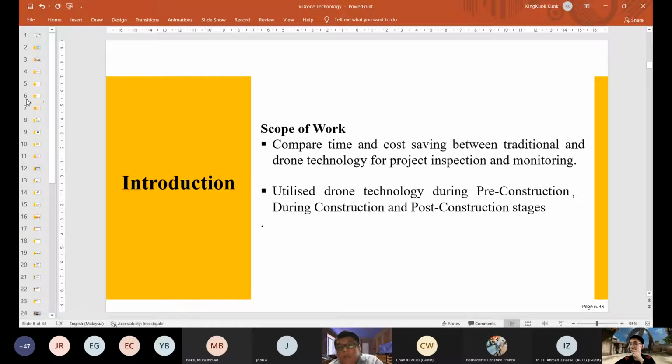Scope of work. There are two main scopes of work that we're going to look into. The first one is we determine how much time and cost we can save using the drone technology compared to physical monitoring. And the second scope of work that we are going to look into is what the drone can do during the pre-construction stage, during the construction stage, and after the construction stage.